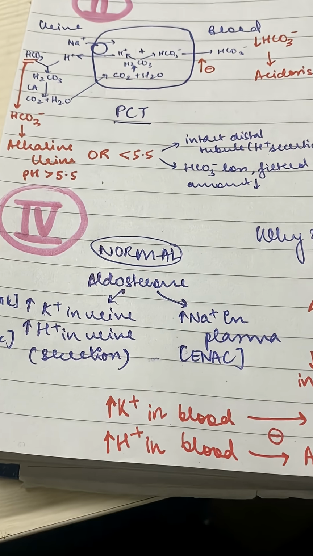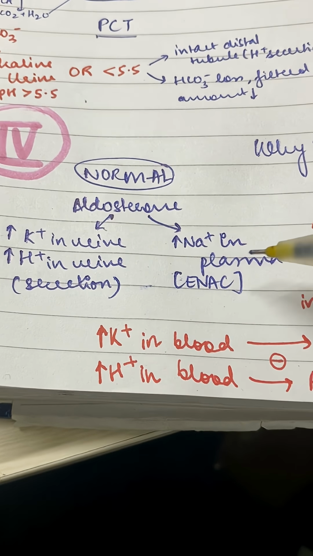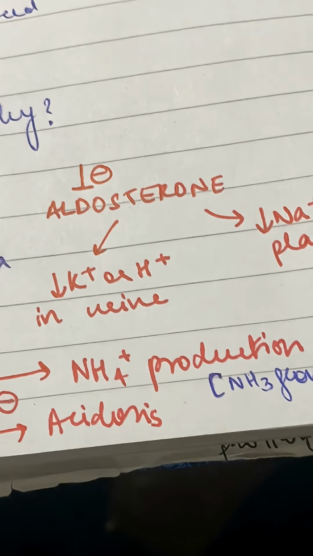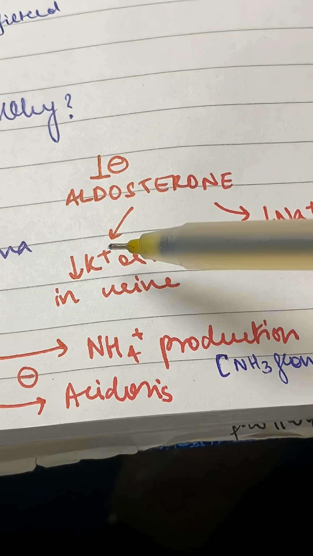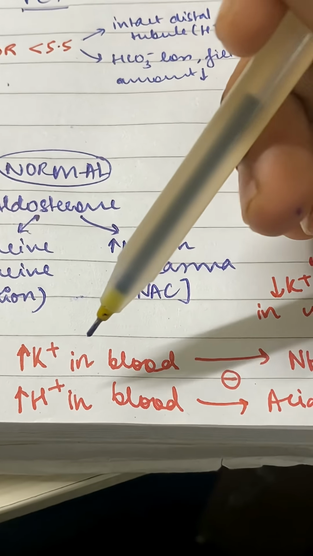So we skip 3 because it's a lame number and we go to 4. Normally, aldosterone causes potassium secretion and sodium reabsorption. When there is something inhibiting the aldosterone pathway, anything, the causes are innumerable, there's reduced secretion of potassium and hydrogen in urine because they go hand in hand always. So in this case, there is increased potassium in the blood.